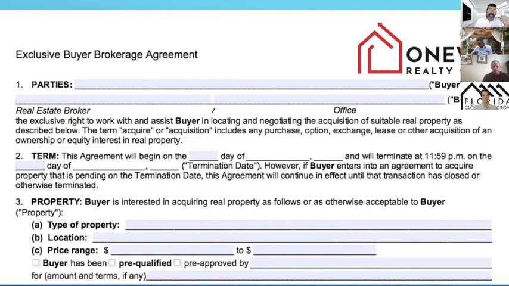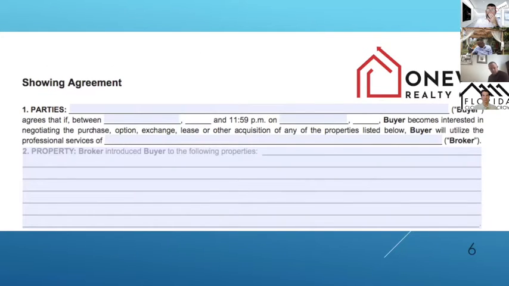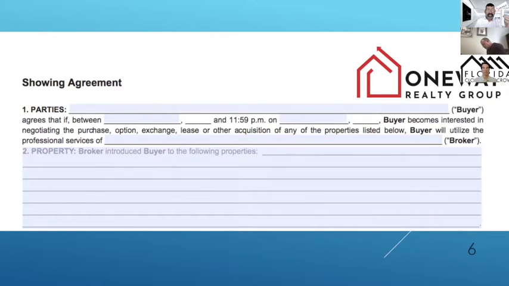But if you can't get the buyer to sign this agreement, there's another agreement that you can use, okay? And the other agreement is the showing agreement. Now, this is easier for the buyer to sign. And if he doesn't want to sign, then you don't want to get involved because you know that he's not committed to you.